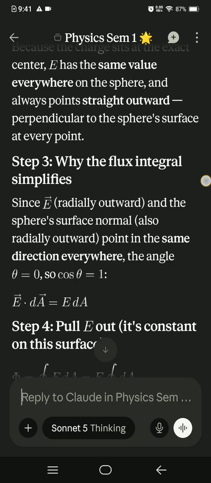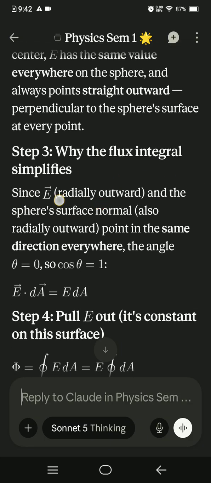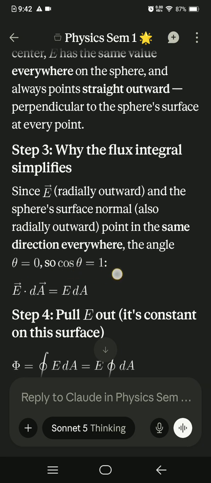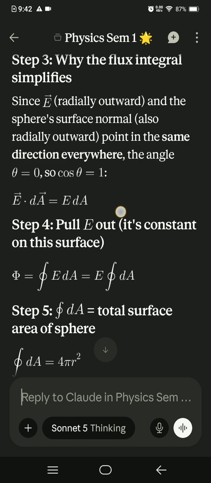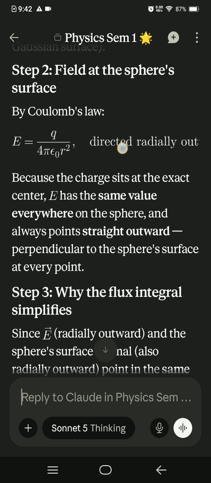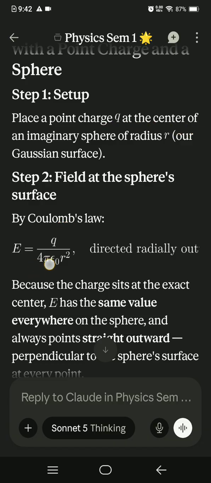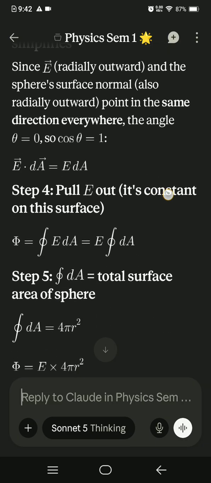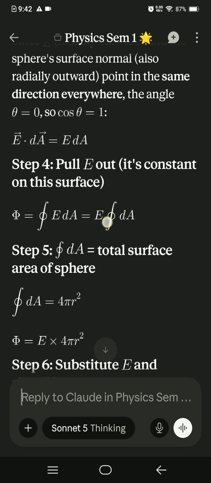Step 3. Why the flux integral simplifies. Since E is radially outward and the sphere's surface normal also points radially outward, in the same direction everywhere, the angle is theta equals 0, so cos theta, or cos 0, is 1, so E dot dA becomes E dA. Pull E out, it's constant on this surface because Q is also the same and 4 pi epsilon naught is constant. Now r squared is also constant for our case because we have assumed an imaginary sphere of radius r. So this E is going to stay the same, so E is constant, pull it out.